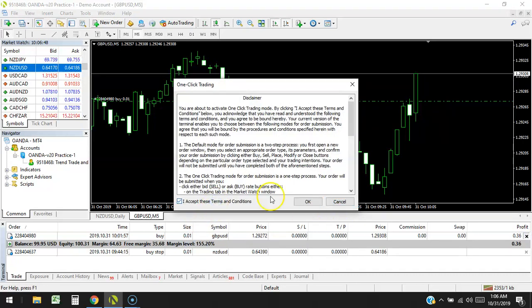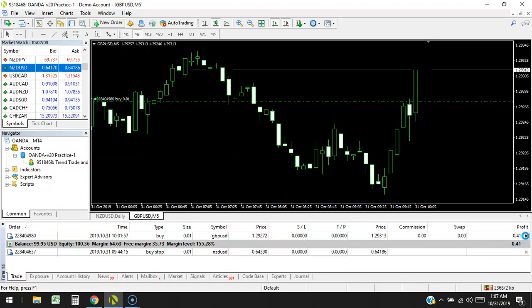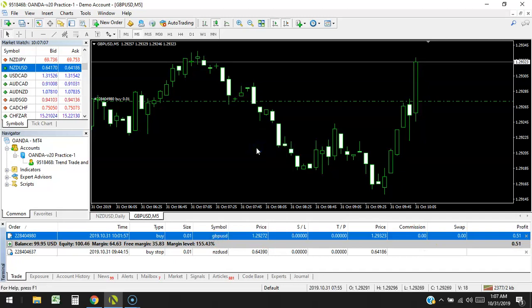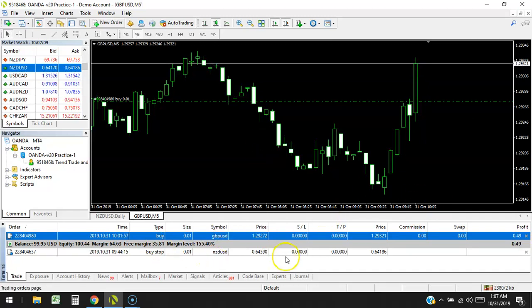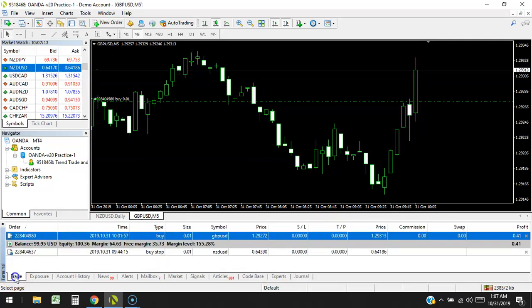Oh, come on. Accept conditions. That's bad timing for that. We're going to get out right there. Can't get greedy. Oh, it's not letting me close. Come on, let me close. Why is it not letting me close? I need to close this trade right now. What the heck's going on, guys? Close order. Close it, dang it. What the heck's going on? Trade is disabled. What do you mean trade is disabled?